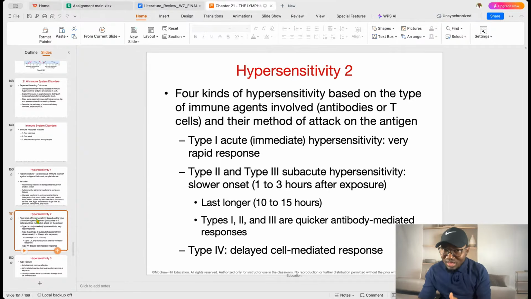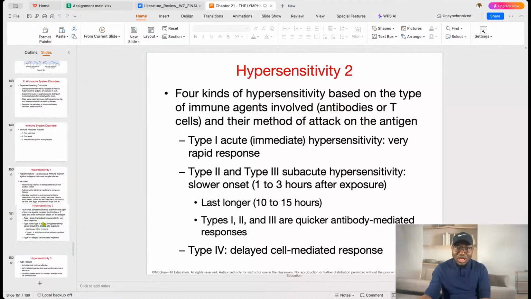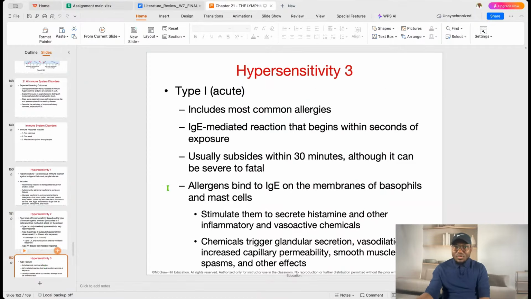And this is type 2. Type 2, 4 types, right? We have acute, we have subacute, and we have the ones that are delayed. Acute, subacute, and the ones that are delayed. All of them are type 2 hypersensitivity reaction. All right?